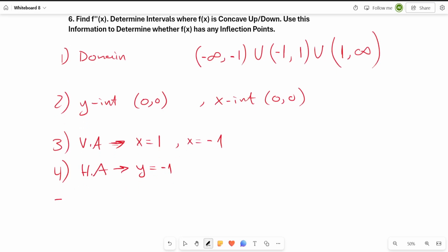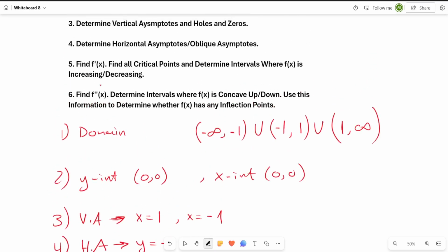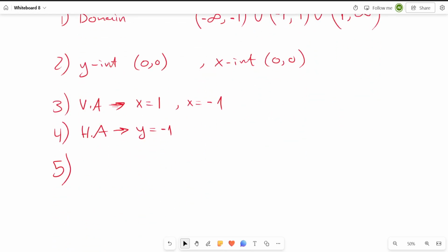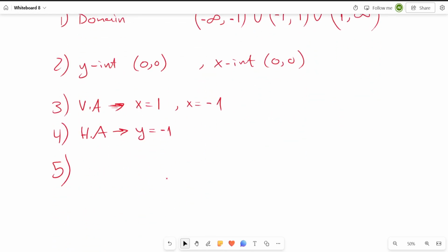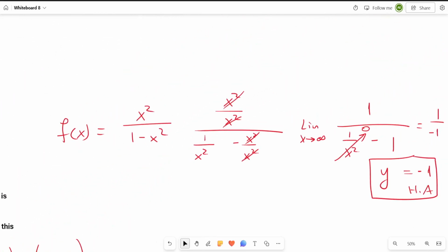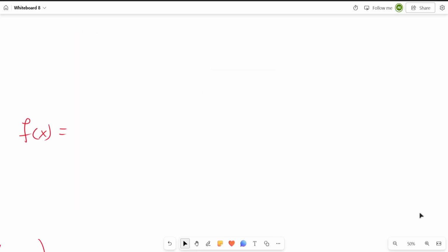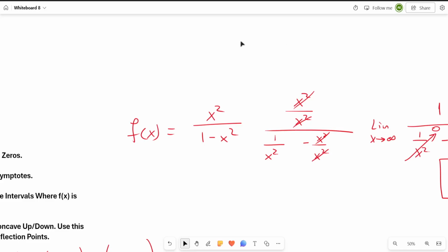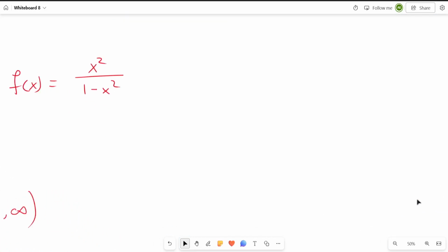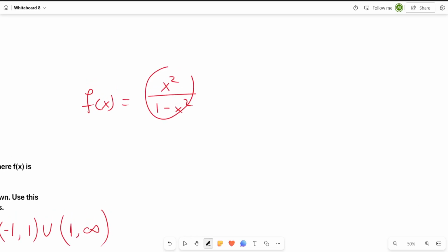For the fifth step, I need to find f dash of x and find the critical points and where f of x is increasing or decreasing. My function was f of x, and I will need to find f dash of x. To find f dash of x, I will need to differentiate this expression over here. And I know that this is differentiated by the quotient rule. And it goes like this.